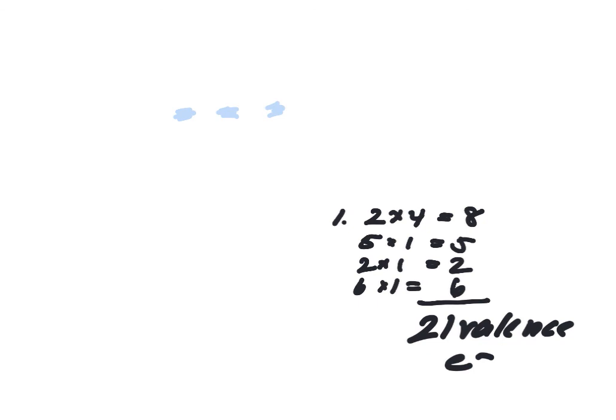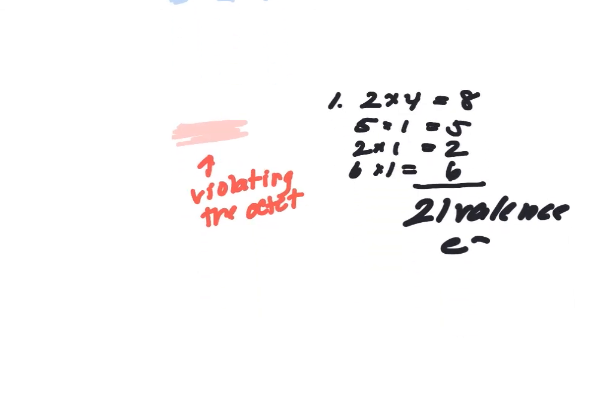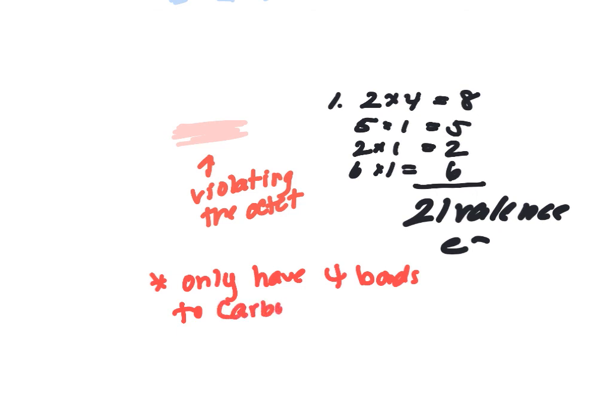If we look at the structure, we can see right off the bat that this structure is incorrect because here, as I showed you in red, you're violating the octet rule. Remember this now. You can only have 4 bonds to carbon. Carry this with you throughout the entire semester.